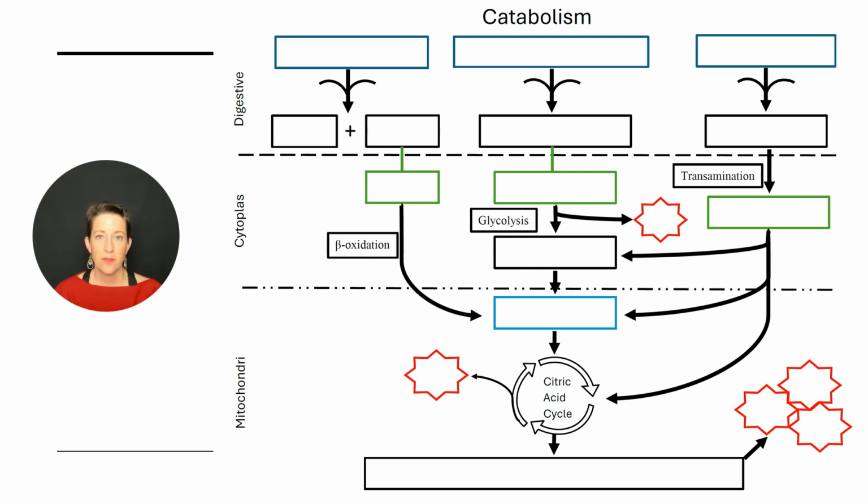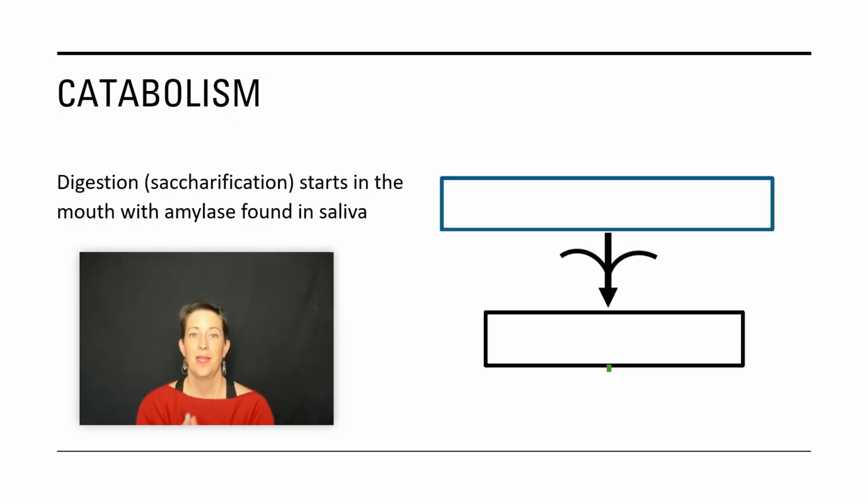Over the course of our three major macromolecules that we use through catabolism to produce ATP, we're going to be filling out this flowchart. This is something we'll actively do in lecture. However, we will start with this for carbohydrates.